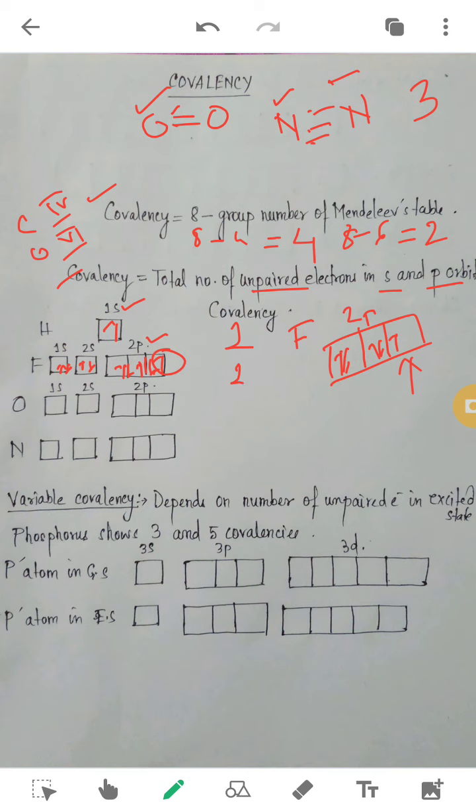For oxygen similarly, I will draw the 2s and 2p here. Oxygen has 8 electrons, so the first orbitals are completely filled, then 4 are done and 4 more are left: 1, 2, 3 and 4. So here you can find 2 unpaired electrons, hence the covalency is 2.